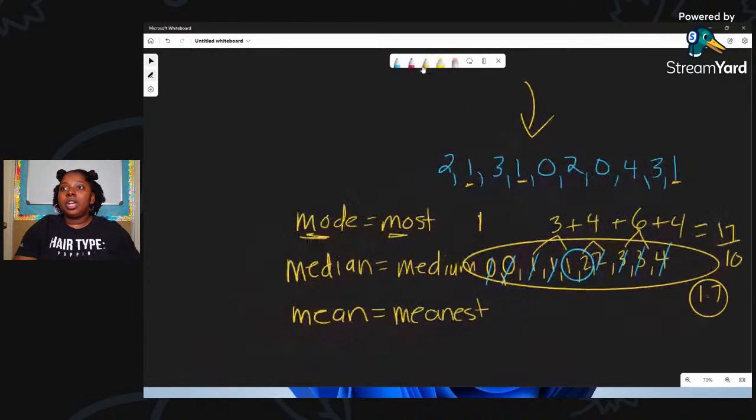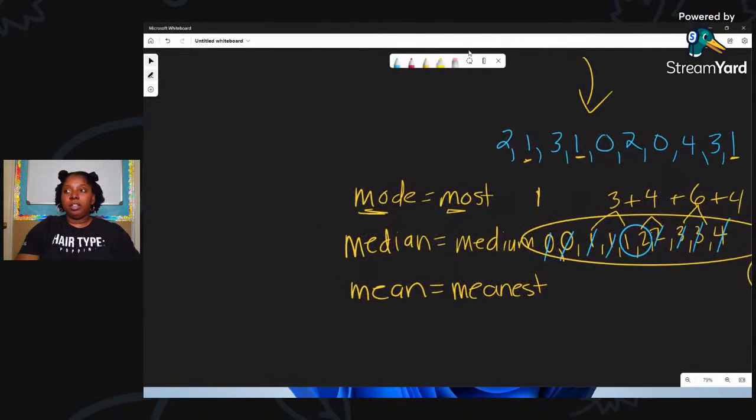Okay. So again, you know, median, medium, mode, most, mean, it's mean.